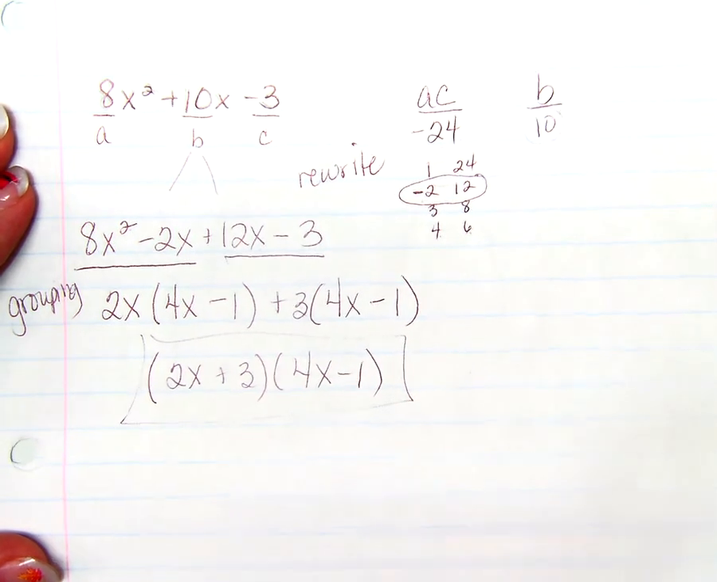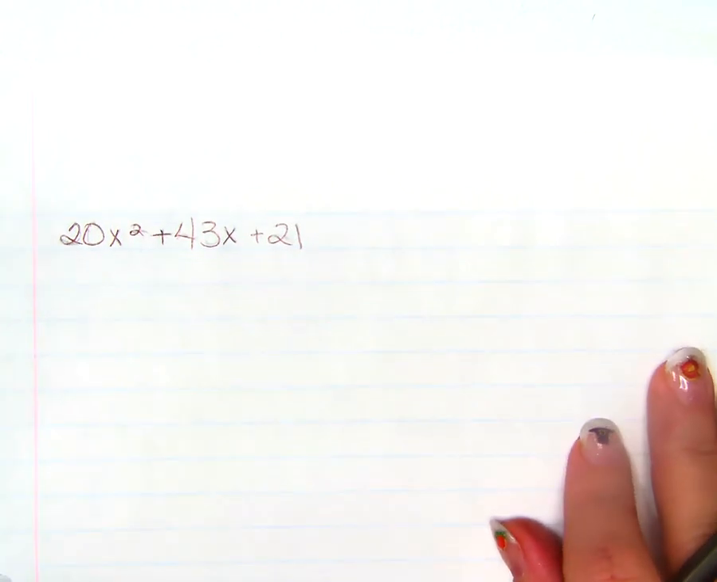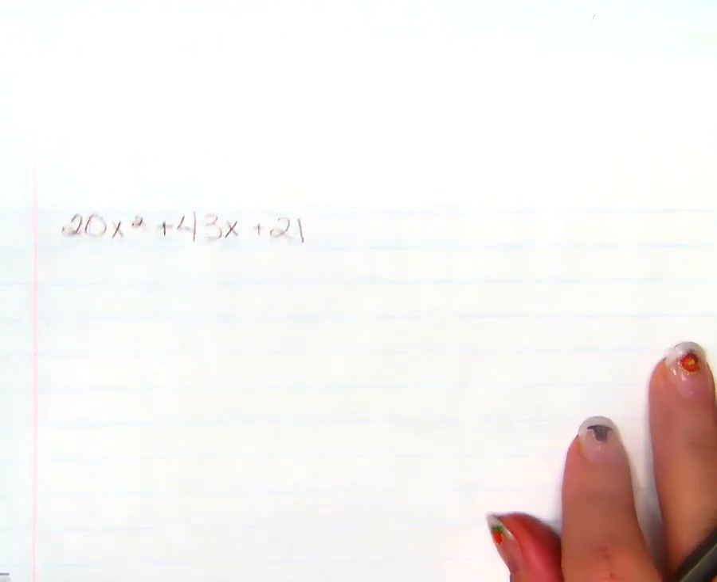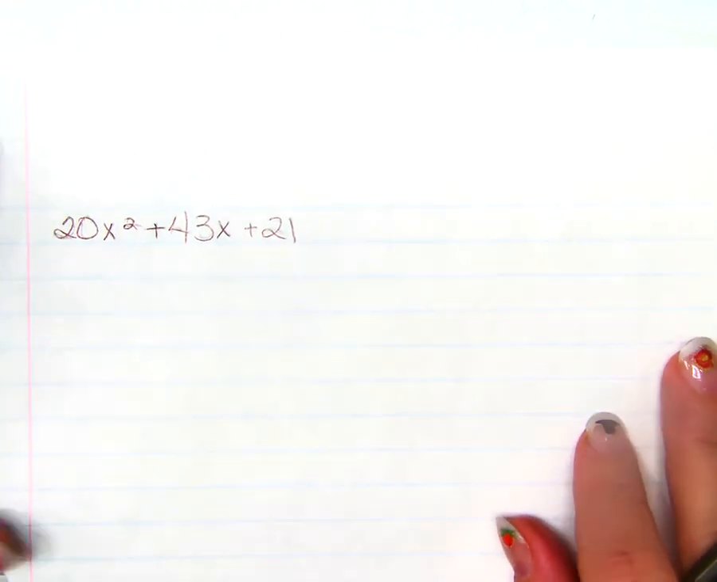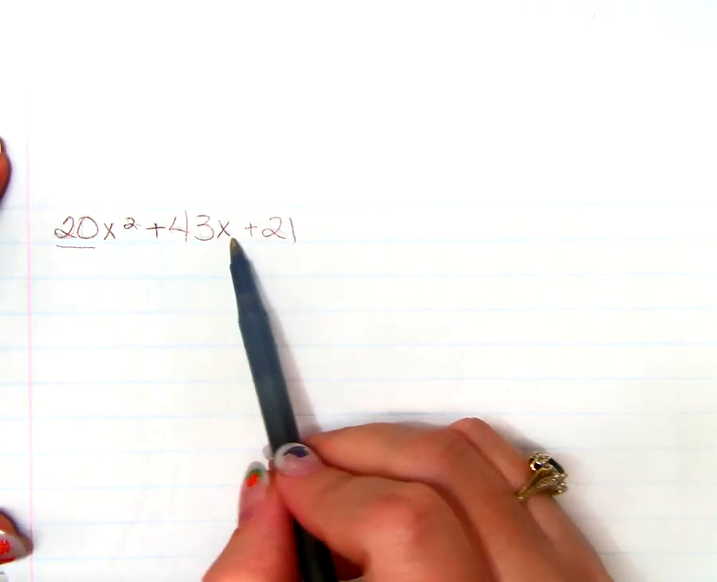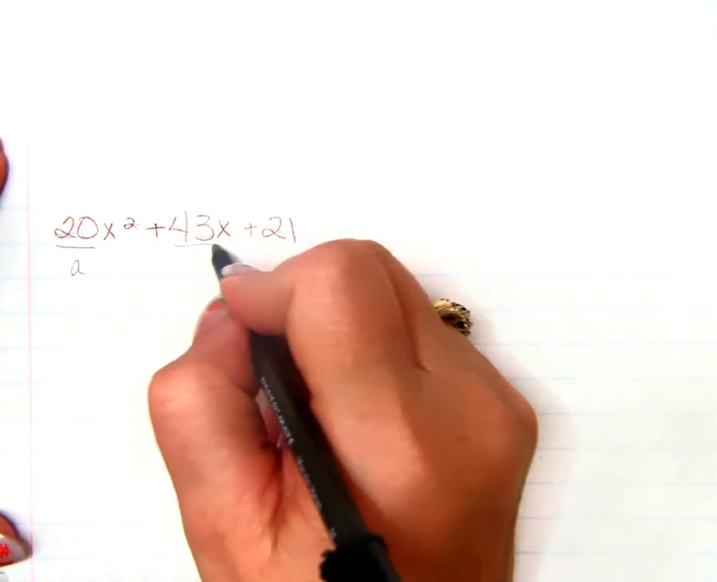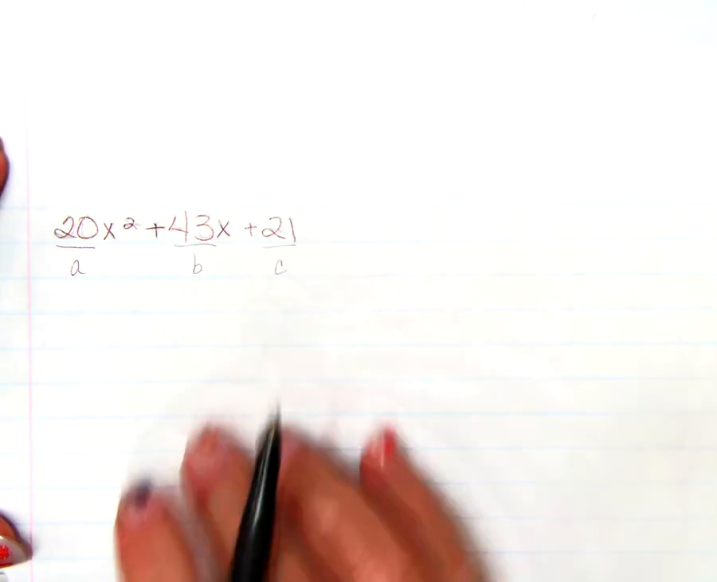One more example for you, because I want you to see where they can go. I want you to see what some of them might look like. I don't want to try to hide any hard ones from you. Okay? 20x squared plus 43x plus 21. All right? So A is 20, B is 43, C is 21.